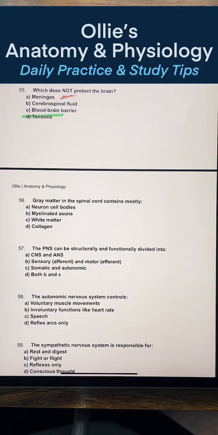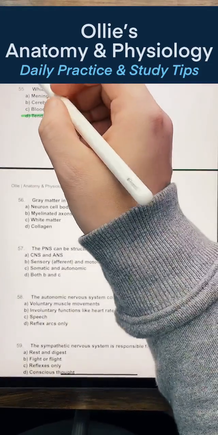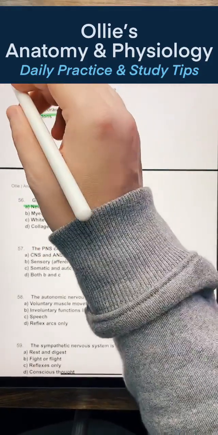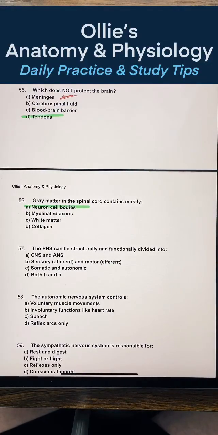But number 56, gray matter in the spinal cord contains mainly A, our neuron cell bodies. Gray matter is made up of cell bodies and unmyelinated fibers, while white matter contains myelinated axons.